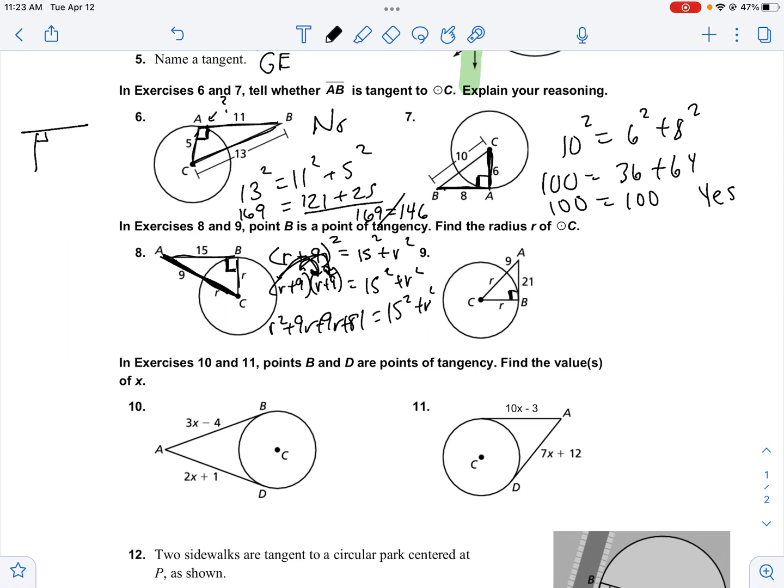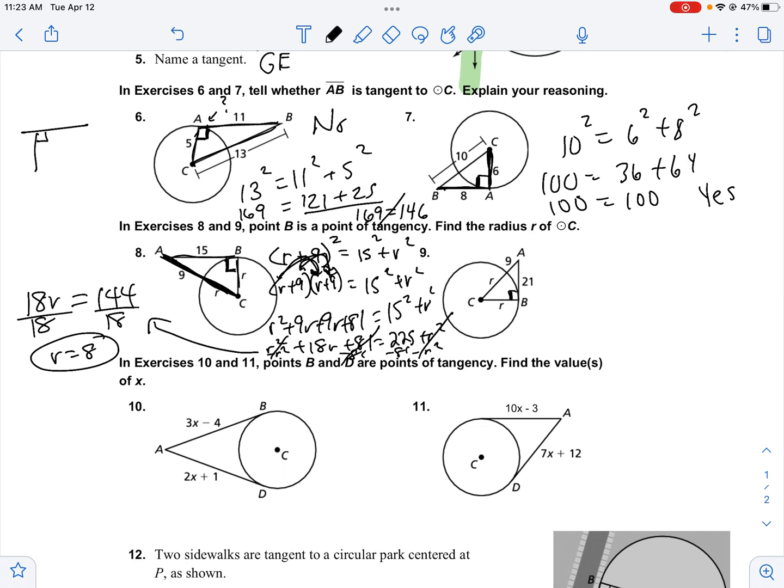All right, now I'm just going to clean some stuff up real quickly. So I have r squared plus 18r plus 81 equals 225 plus r squared. I can subtract r squared from both sides. I can subtract 81 from both sides. Just going to come over here where I have more room. So I have 18r left equals 225 minus 81, which is 144. Then our last step, this is 18 times r, so we're going to do the opposite. 144 divided by 18, which is 8.